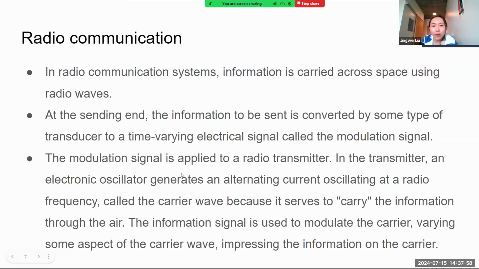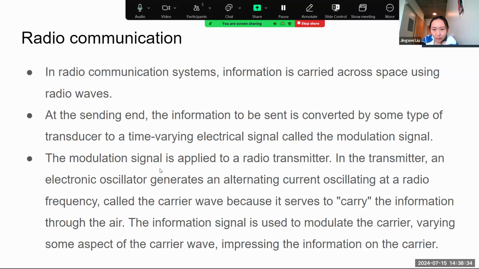So the modulation signal is applied to a radio transmitter. In the transmitter, an electric oscillator generates an alternating current oscillating at a radio frequency called the carrier wave, because it serves to carry the information through the air. The information signal is used to modulate the carrier, varying some aspect of the carrier wave, impressing the information on the carrier. So we'll talk about this in much more detail and depth in our next few slides.